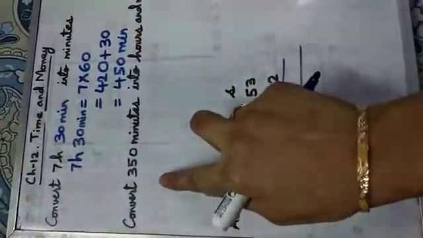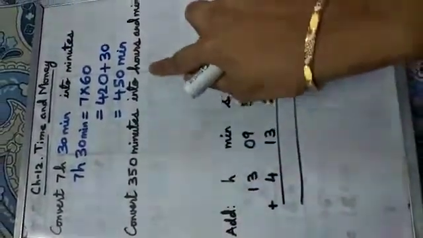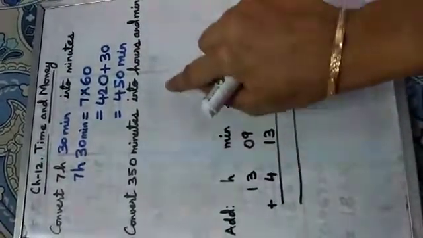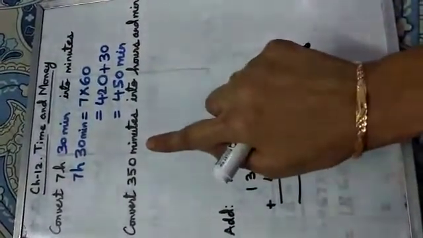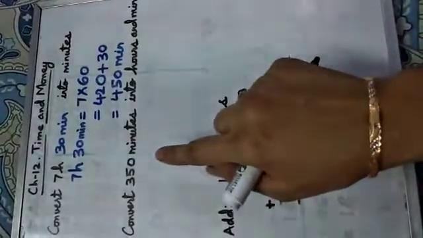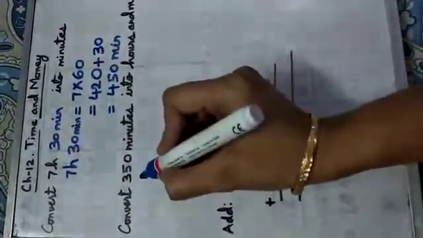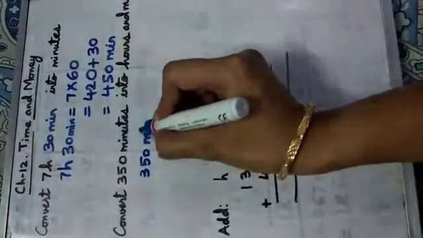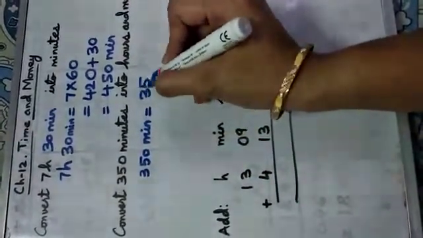Another question may be that minutes have to be converted into hours and minutes. A smaller unit has to be converted into a bigger unit. So what will happen? 1 hour is equal to 60 minutes. 1 minute is equal to 1 upon 60. So here 350 minutes when converted into hours will be divided by 60.